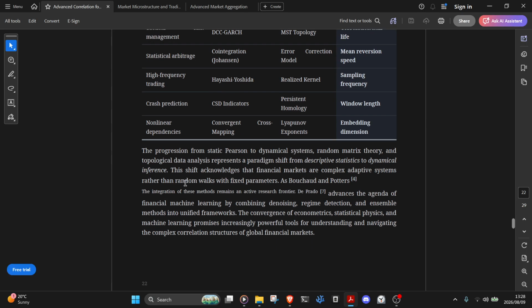The progression from static Pearson to dynamical systems, random matrix theory, and topological data analysis represents a paradigm shift from descriptive statistics to dynamical inference, right? And essentially, there's a difference between just doing static statistics and looking at geometry, topology, or essentially nonlinear dynamical perspectives on the market, right?